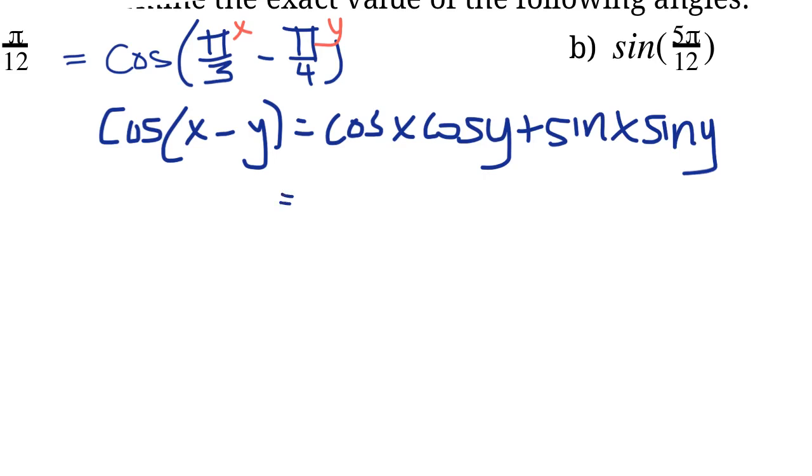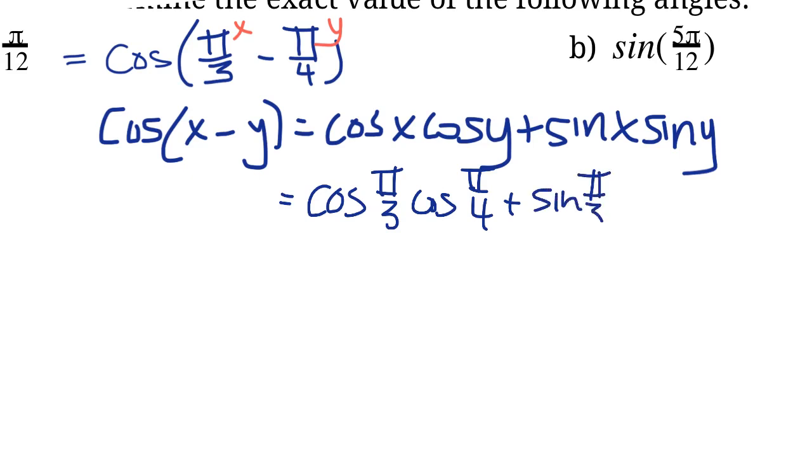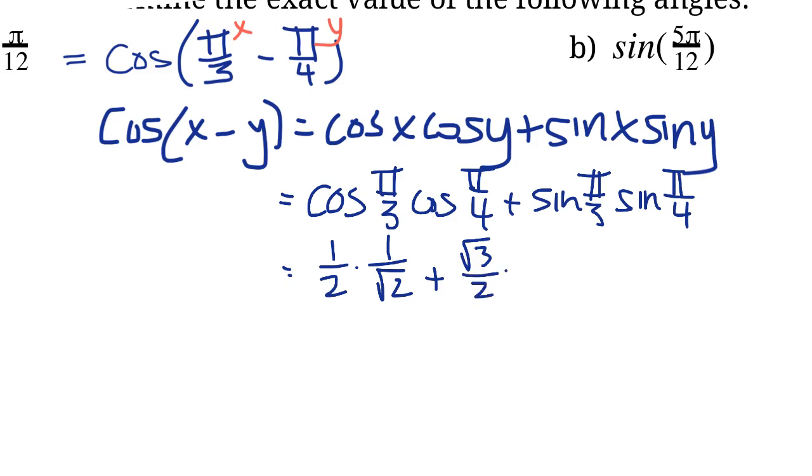So it's going to be cos pi by 3, because that's what our x is, cos y, which is pi by 4, plus sine pi by 3, sine pi by 4. So now we just have to think about, you can use whatever method you want, unit circles, special triangles, to come up with these values. So cos pi by 3 is just 1/2. Cos pi by 4 is 1 over root 2, plus sine pi by 3 is going to be root 3 over 2, and sine pi by 4 is 1 over root 2. And we can simplify.